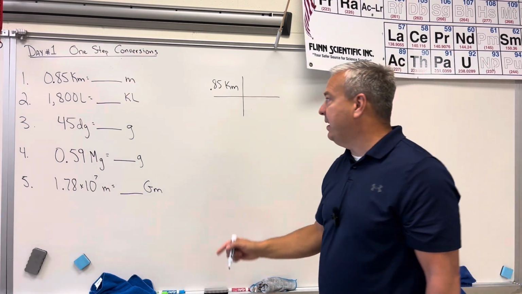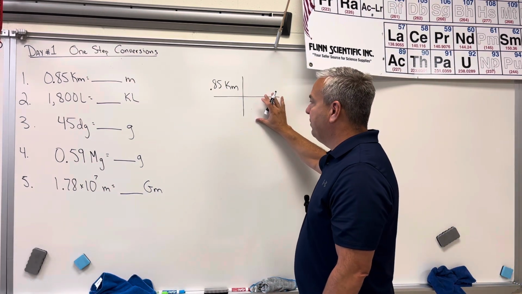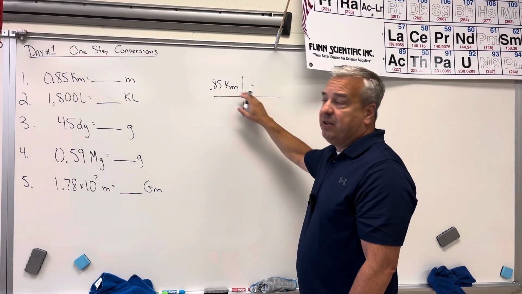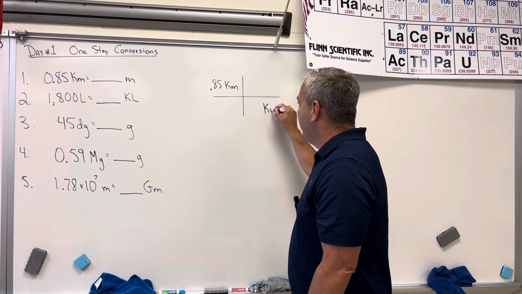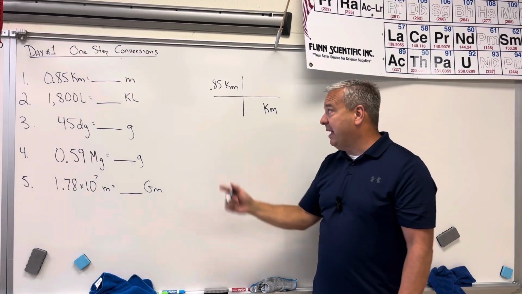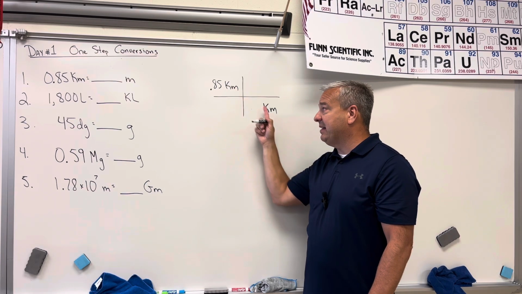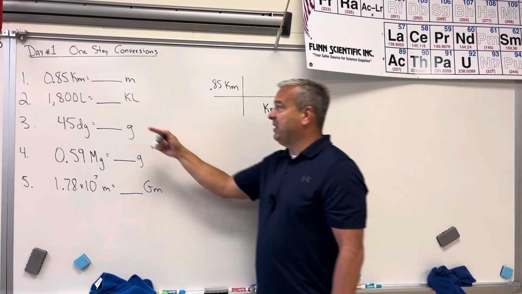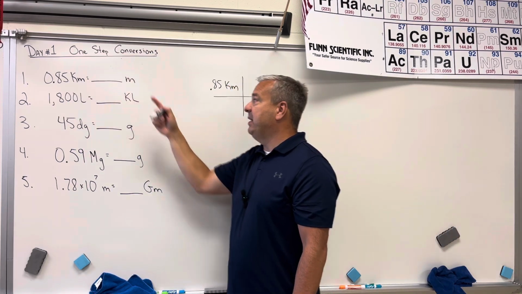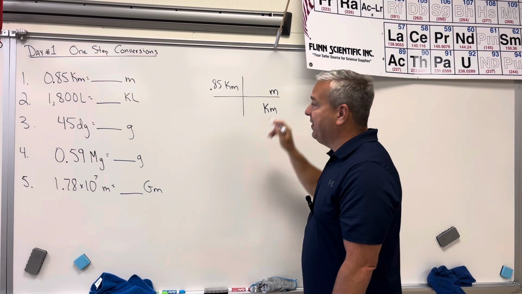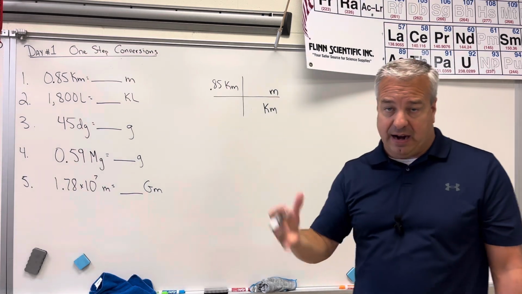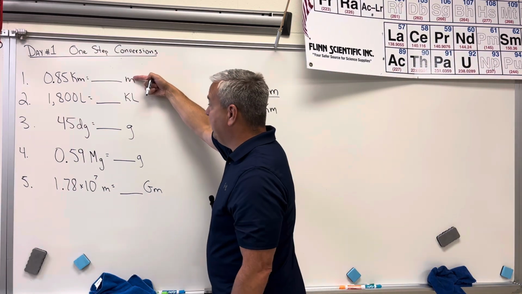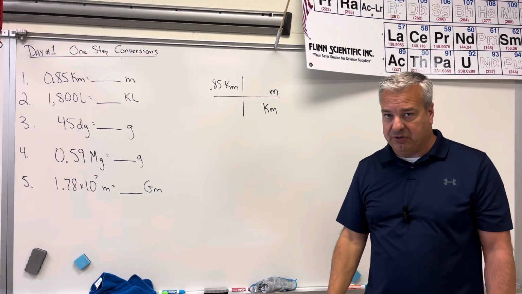Step 3 says on the bottom half of the first track, bring down the units. So I have kilometers up here, so I'm going to bring down the units. We do this so that they cancel out, because when you have a unit on the top and the same unit on the bottom, they're going to cancel out. And I want the kilometers to cancel out because I want to convert them into meters. That's step 4, to put the unit that you're trying to convert to, which is meters, on the top half of the first track.